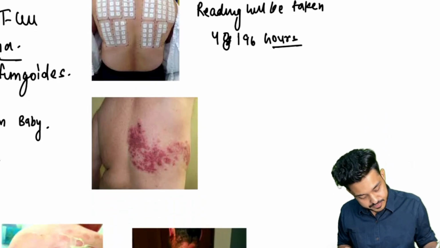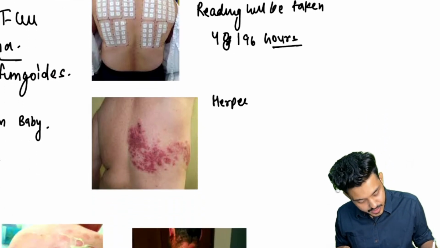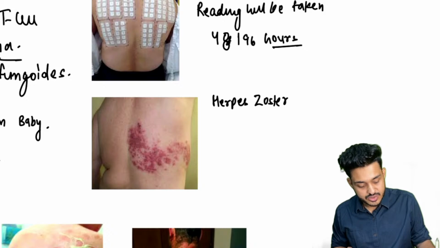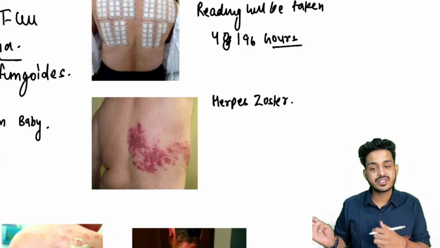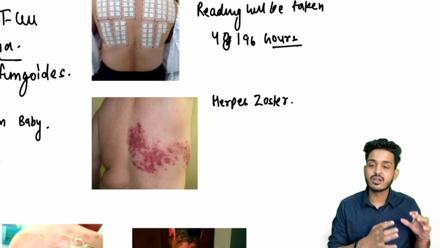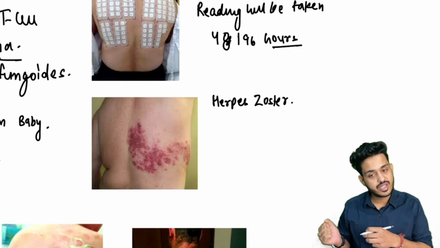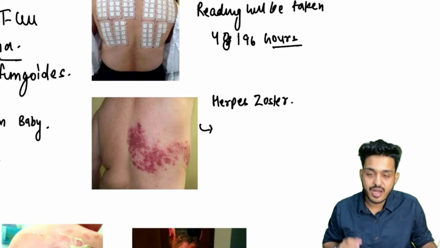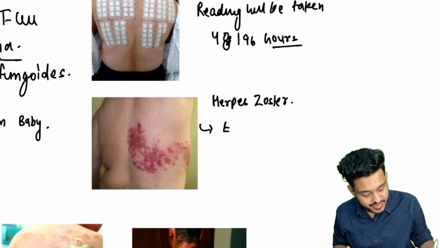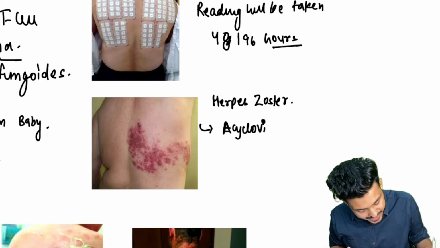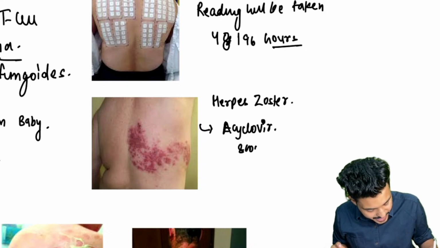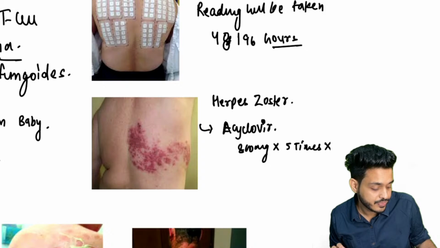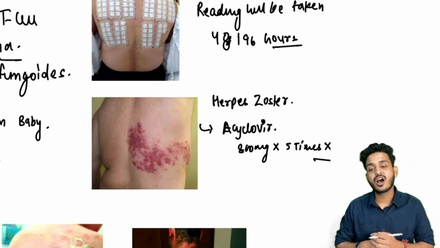Okay, this one is your herpes zoster. Herpes means grouped vesicle, and the meaning of zoster is along a nerve segment. So herpes zoster is nothing but grouped vesicles along a nerve segment. Clear? And how are we going to treat herpes zoster? It is a viral infection, so we are going to give acyclovir, 800 mg 5 times a day for 7 days.